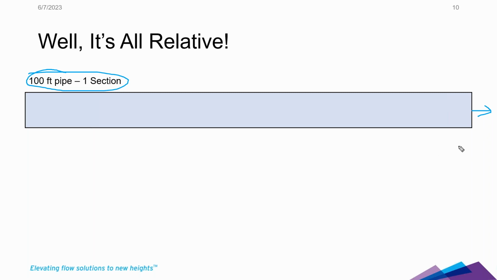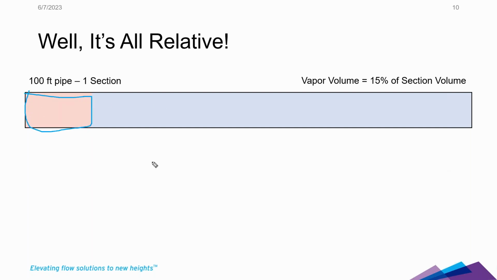So if the total pipeline is 2,000 feet long and you're doing sections of 100 feet in length, that's perfectly reasonable to start with. So if I have one section in 100 feet of piping, and I have a warning message that tells me the vapor volume gets to be 15% of the section volume, this is what we're looking at right here. So here is 15% of the entire section, and this has become vapor. That's where we see a warning message.